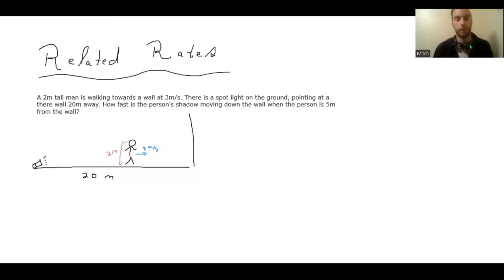How we can visualize this is that this light is making this little triangle, because the light is on the ground and it's going up to the top of this dude's head. That's where it's going to cast the shadow on the wall. So this is his shadow, and we can label that with some other variable. Let's call that H, and we can label his distance from the wall X. That makes this distance right here 20 minus X, because this whole thing needs to be 20.